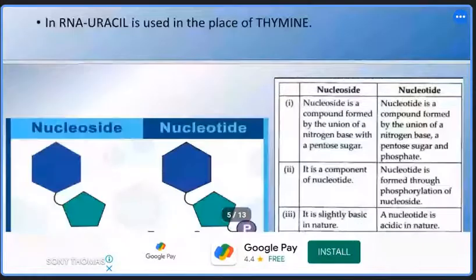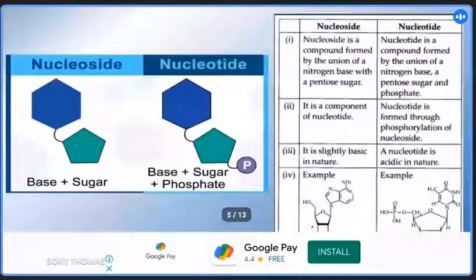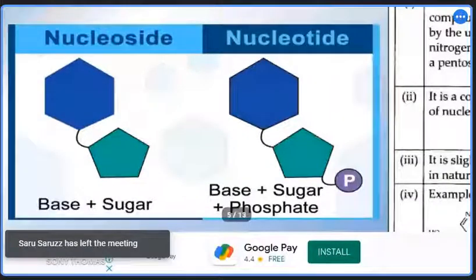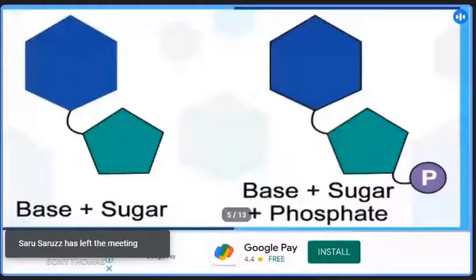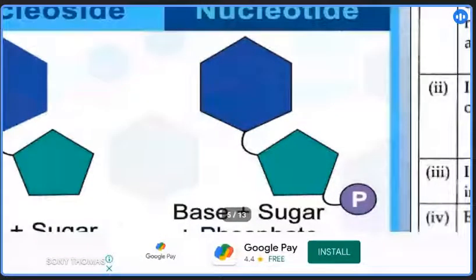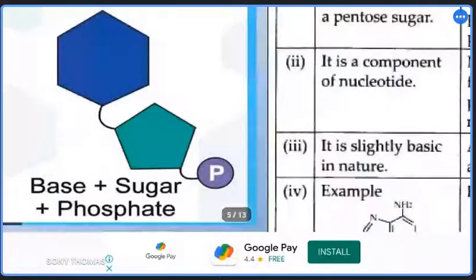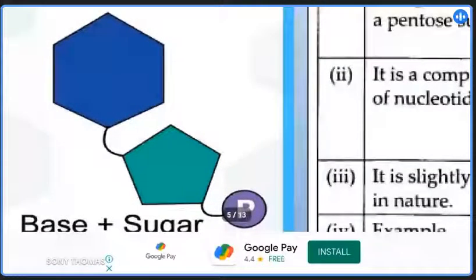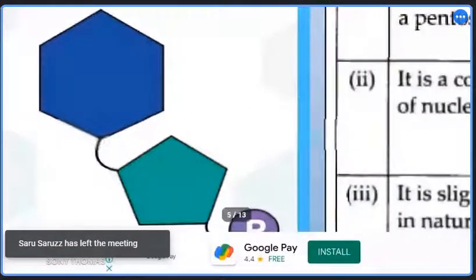And this is a nucleoside. It consists of a pentose sugar, a 5 carbon sugar, and a base, a nitrogenous base. And this is a nucleotide. It consists of a pentose 5 carbon sugar and a nitrogenous base, and it also has a phosphate group.